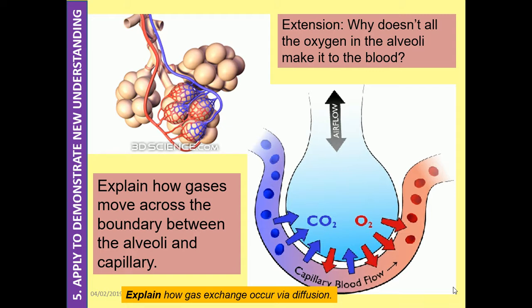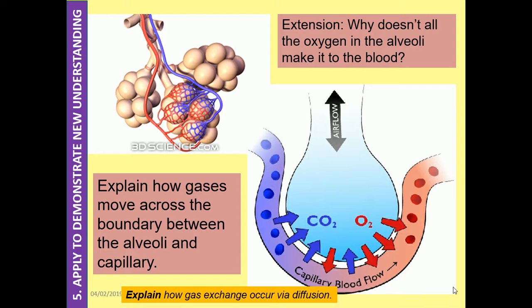So, first of all, we can see on this picture that clear diffusion of substances. So carbon dioxide is at high concentration in the blood capillary and therefore diffuses into the alveolus. The oxygen is at high concentration inside the alveolus and therefore diffuses into the blood. And the extension question at the top, why doesn't all the oxygen in the alveoli make it into the blood? Because when we breathe out, there's actually some oxygen in there.